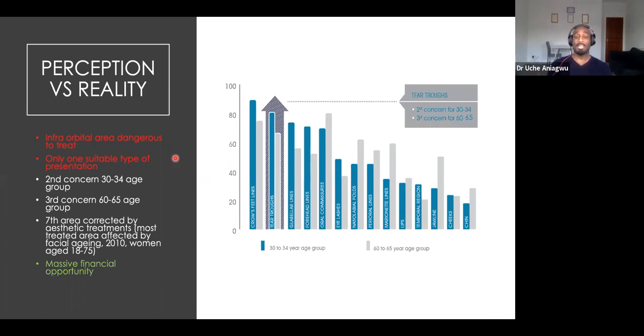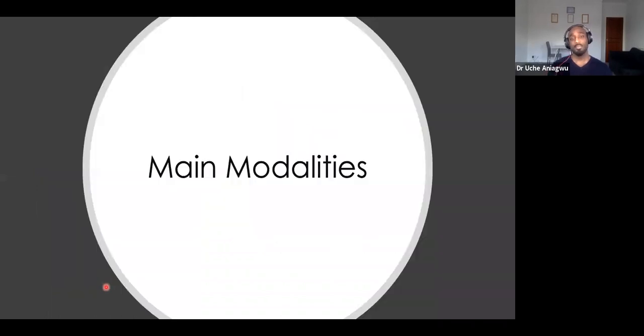Okay, so it represents a massive financial opportunity for all of you if you get it right. Now, I'm not going to go into a lot of the depths and technique today, but at least by the end of today, you have an understanding of your options, and you can probably start thinking about seeing more patients. So what are the main modalities? What are your main options for treating the periorbital region?